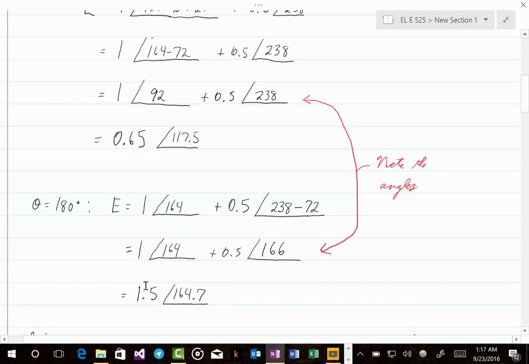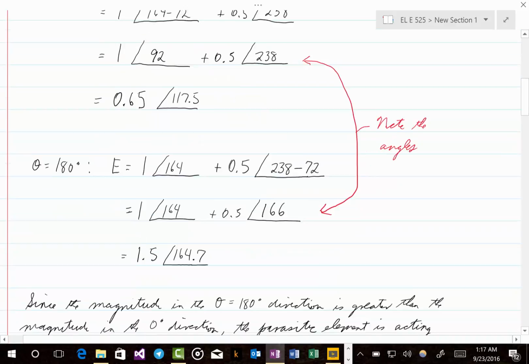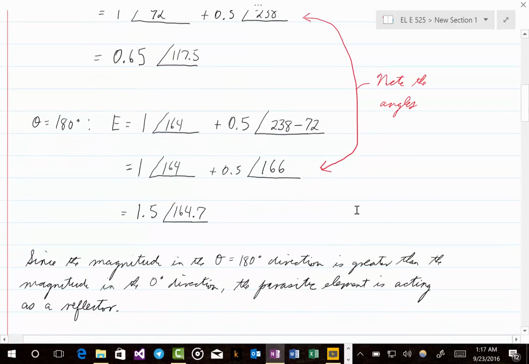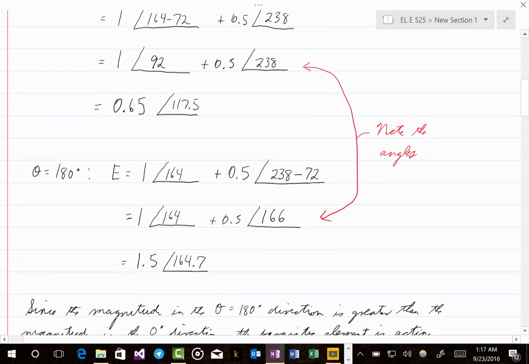And so we notice that the magnitude in the 180 degree direction is substantially larger than the magnitude in the 0 degree direction. So we conclude in this case that since this magnitude is greater than the magnitude in the 0 degree direction, the parasitic element is acting as a reflector. So that's all there is to that problem. But there's one other thing to note here that's interesting.